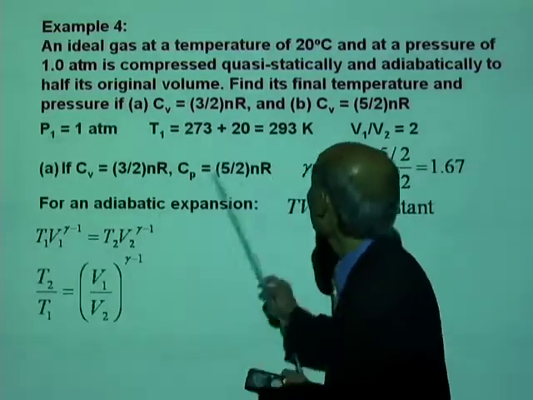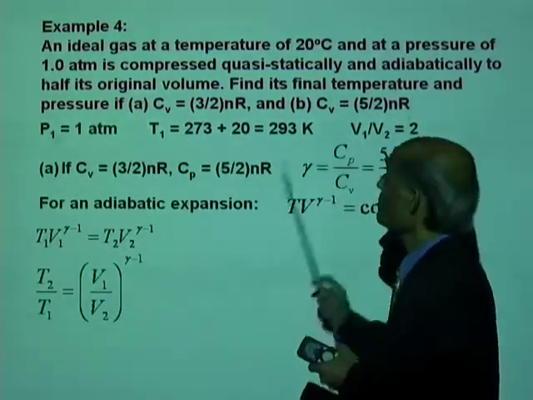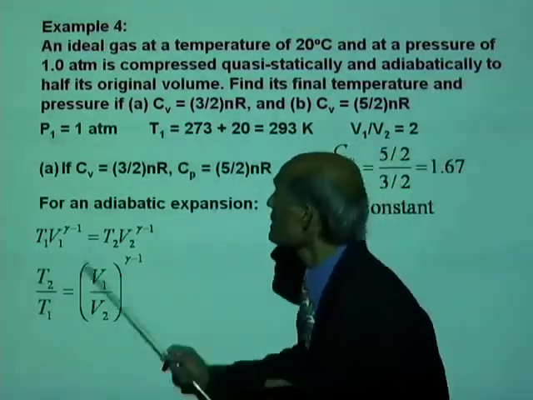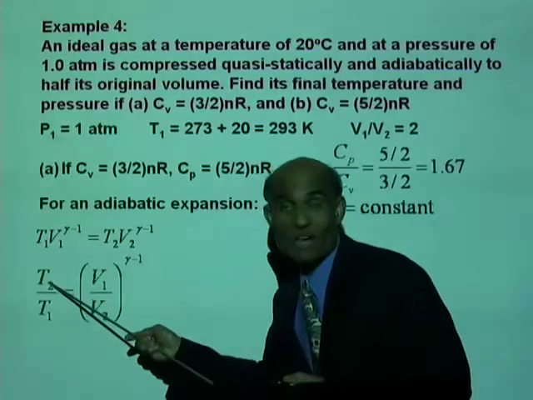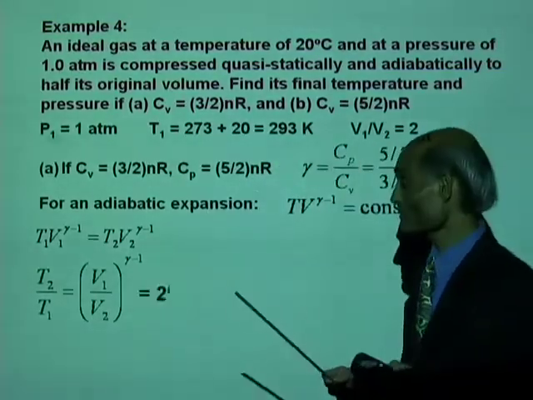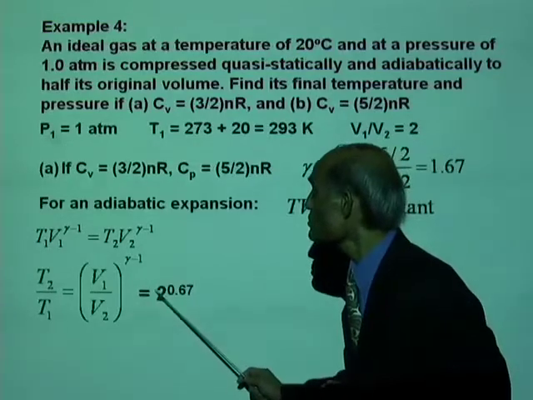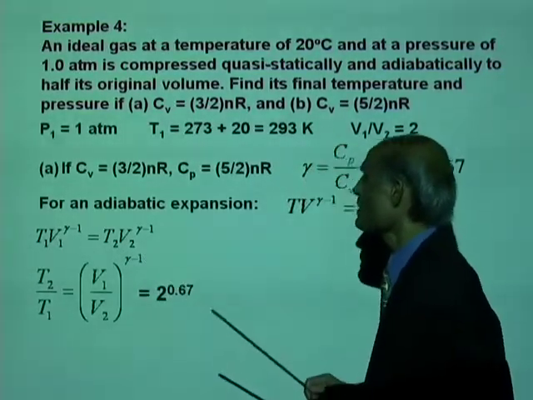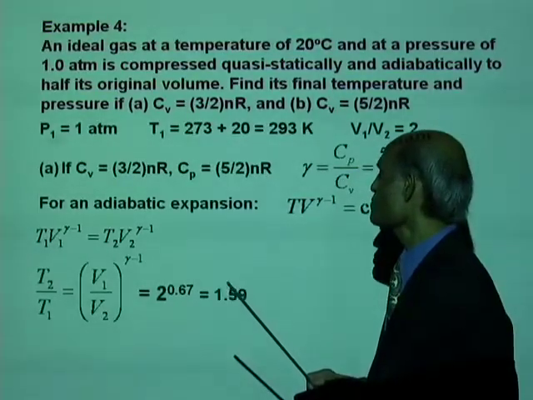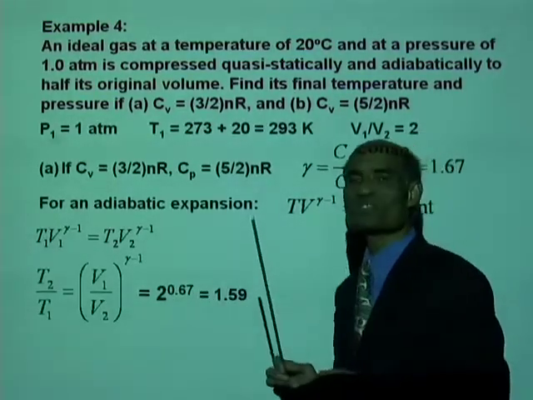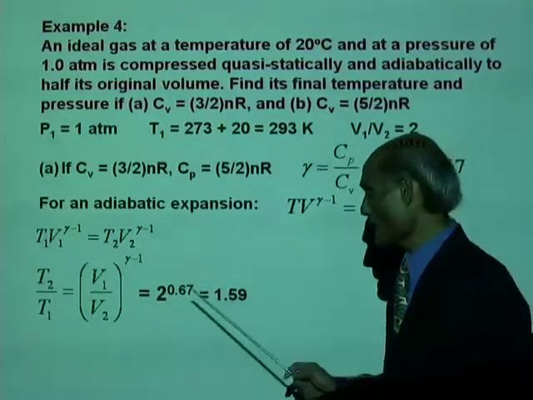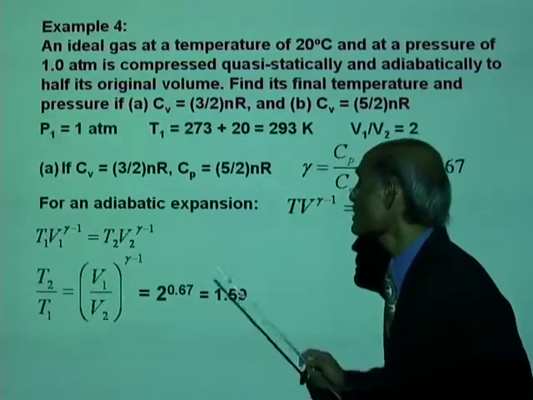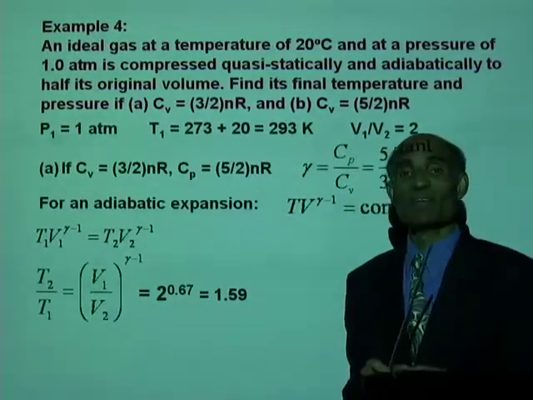Now you know V1 over V2 is 2, gamma is 1.67, T1 is 293, you can find T2. You see how simple it is? Now, this will be 2 to the power of 1.67 minus 1, which is 0.67. And what is 2 raised to the power of 0.67? Use a calculator for that. It is 1.59. So T2 over T1 equal to 1.59.